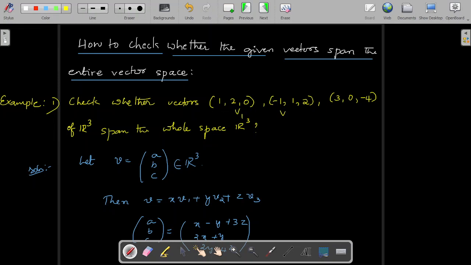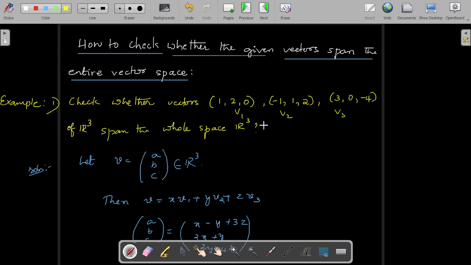Let me name the given vectors as v1, v2 and v3. If you take any vector (a, b, c) of R³, then if these vectors span the whole space R³, that vector should be written as the linear combination of v1, v2, v3. That is x·v1 + y·v2 + z·v3. If we could get the values for x, y and z, then we can say that these three vectors span the whole space R³.